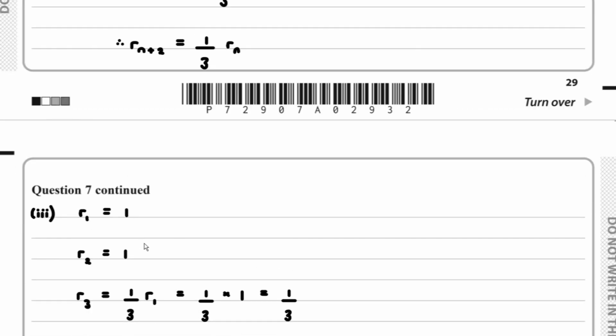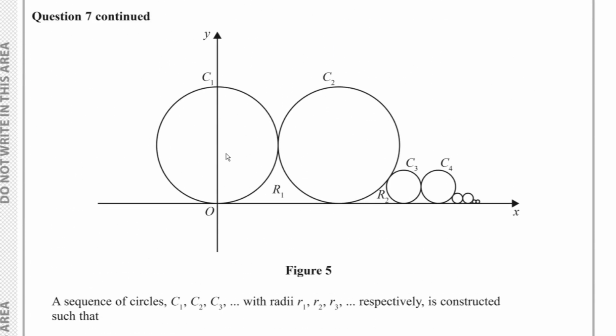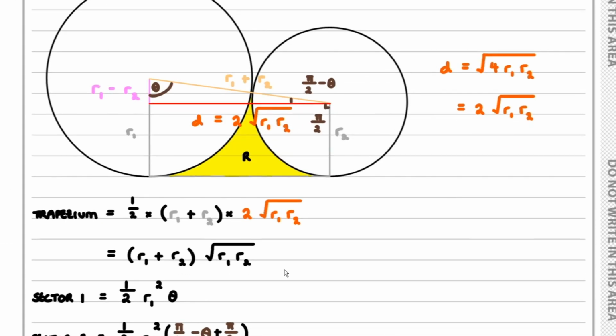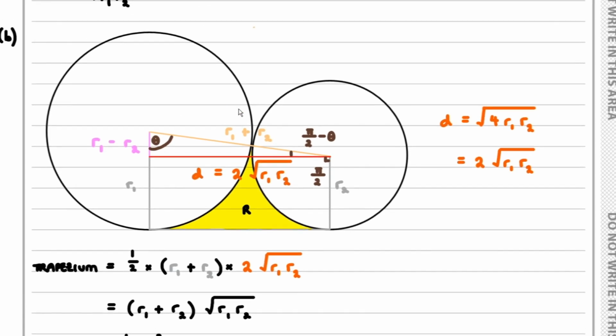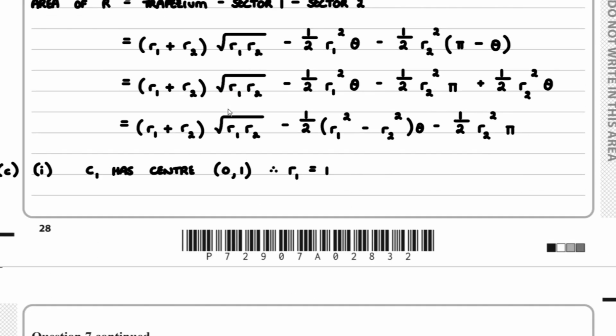Now there's two situations we've got. We've got the situation where we've got equal radii, so that's C1 and C2, C3 and C4, C5 and C6, etc. And we've also got the situation where we don't have equal radii, so that's C2, C3, C4, C5, etc. So there's two cases we need to consider. And the way we do this question is to think about the trapezium take away sector 1, take away sector 2, essentially. But the difference is you could have equal radii or radii which are not equal.